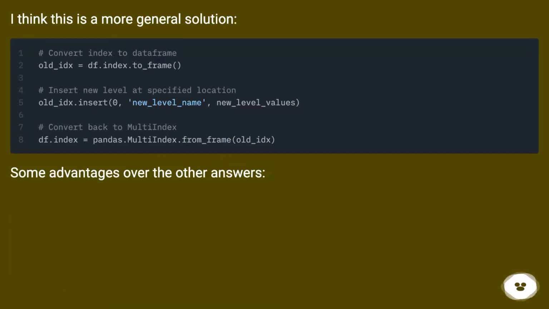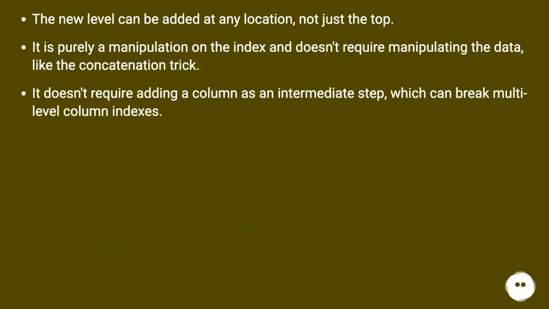I think this is a more general solution. Some advantages over the other answers. The new level can be added at any location, not just the top. It is purely a manipulation on the index and doesn't require manipulating the data, like the concatenation trick. It doesn't require adding a column as an intermediate step, which can break multi-level column indexes.